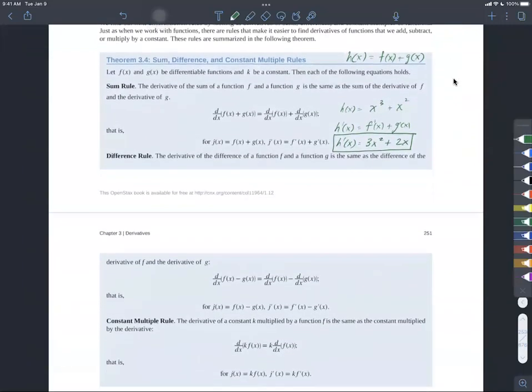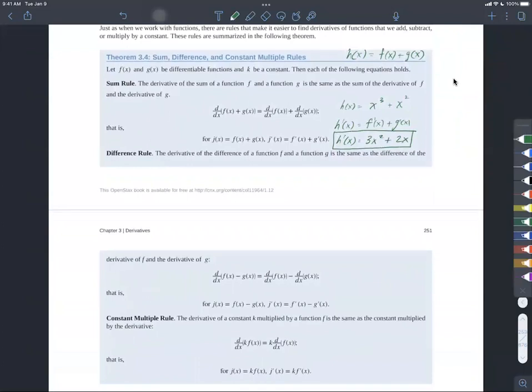The difference rule essentially says the exact same thing, but for subtraction of 2 functions. So if you have a function j of x, where j of x is the difference of 2 functions, f of x and g of x, then what is the derivative of j of x? It's just going to be the difference of the derivative of f and the derivative of g.